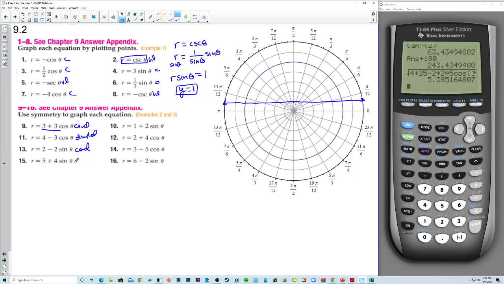This is also dimpled because the lowest we can go is -4, so all the r's will be positive and they won't be 0. This is an inner loop because when we take 1 minus 2, we're going to get -1. This is also an inner loop. This is an inner loop because when we take 3 minus 5, when cosine is 0, we get that -2 right away. Now this one, 6 is more than twice 2. It's more than 4, more than double this value. So this is where we get a convex limacon.